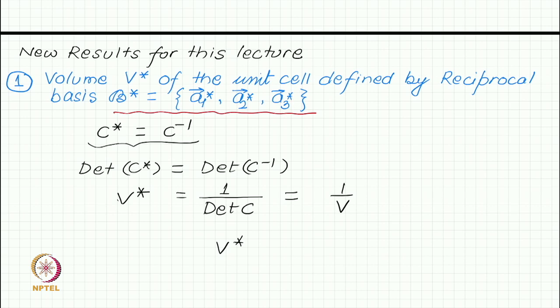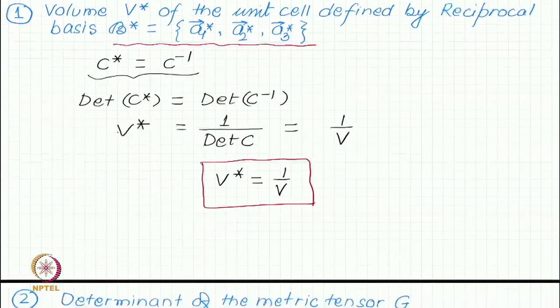We found that C star is inverse of C, now we are finding V star is inverse of V. So, this is another important relation. If you know the volume of the unit cell of the real lattice, you will know the volume of the unit cell of reciprocal lattice just by taking the reciprocal.